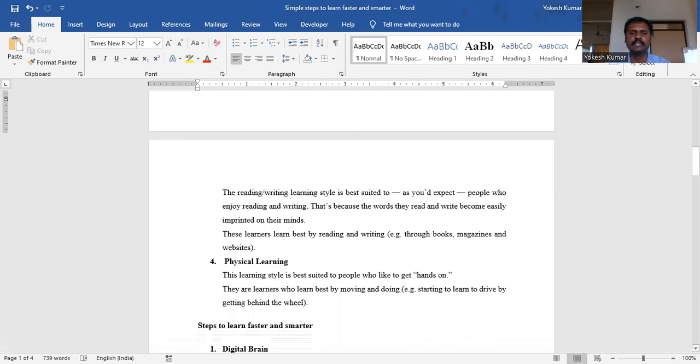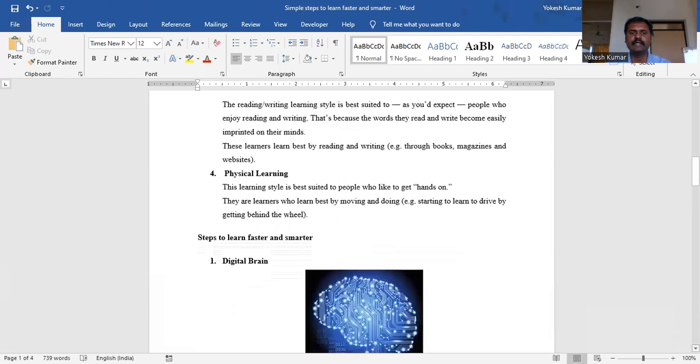And the fourth type is physical learning. Physical learning means the person is involved in activities like hands-on training. Many times we used to say hands-on training, hands-on workshops. Okay, so this is the best method where the learners can implement their learned things in practice. So their learning starts by means of practice sessions.